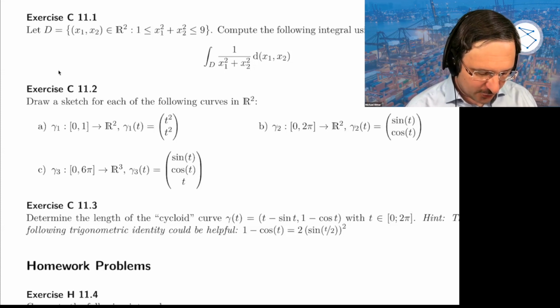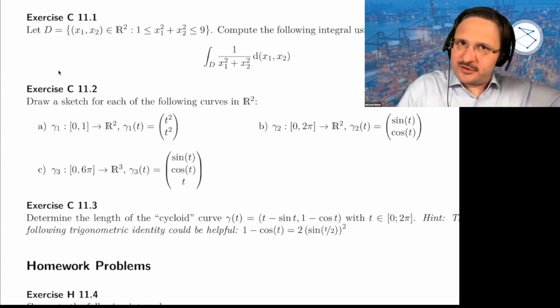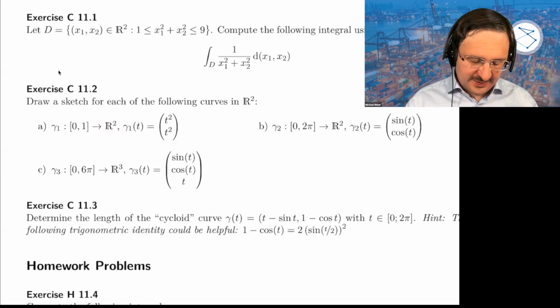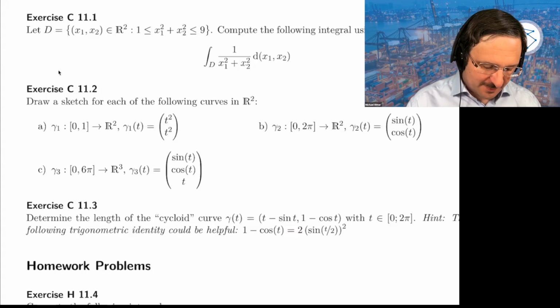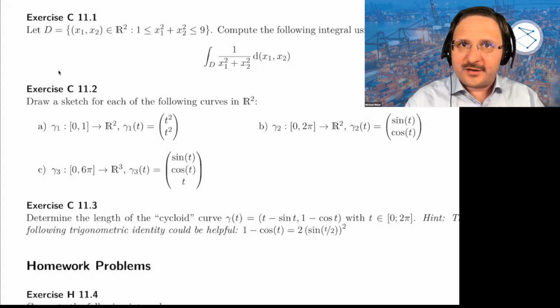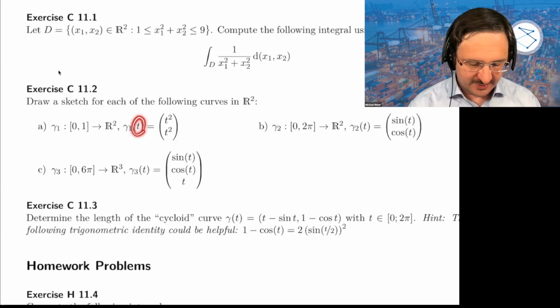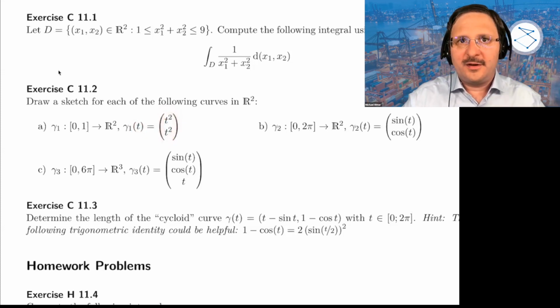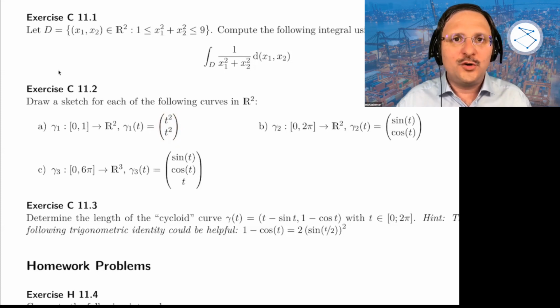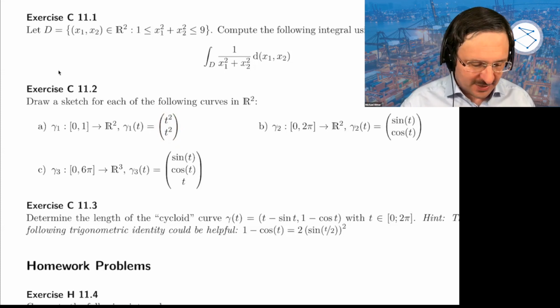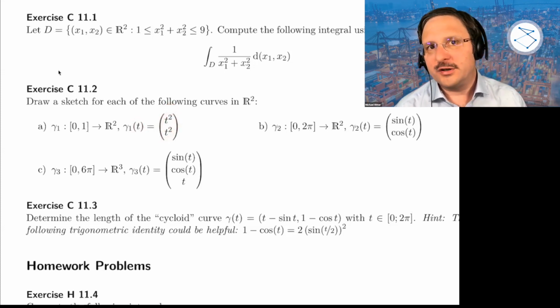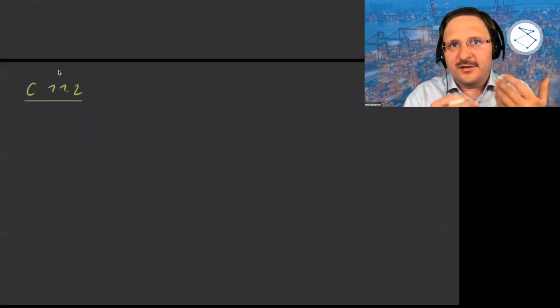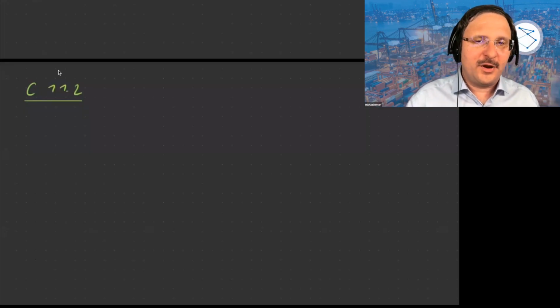And then there's a codomain. That's usually R2, R3, or some higher dimensional space. And of course, we need some mapping that tells us how to compute the coordinates of a point from that parameter t. So basically, we say that at a certain time t, the curve produces this point. So you could think of some particle moving in the plane, and at a certain time t, the position of the particle is given by this expression here. So that's basically the idea, the visualization behind parameterized curves.